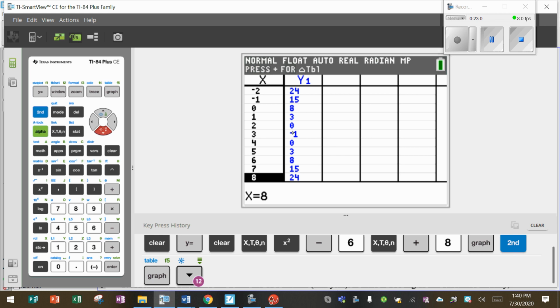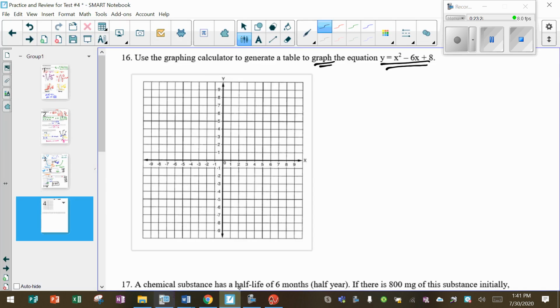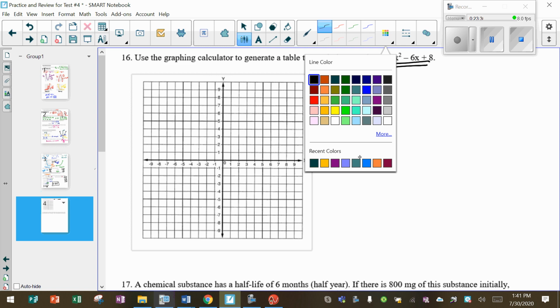So if I were to ask you what's the axis of symmetry, you would find this middle point here in the y column. The axis of symmetry is the x, x equals 3. The vertex is the whole point, 3, negative 1. But what I want to do is graph it. So, the points 0, 8, 1, 3, 2, 0. So let's plot those points.